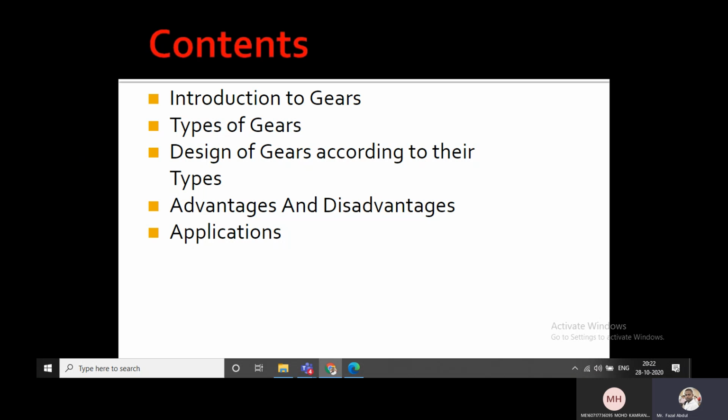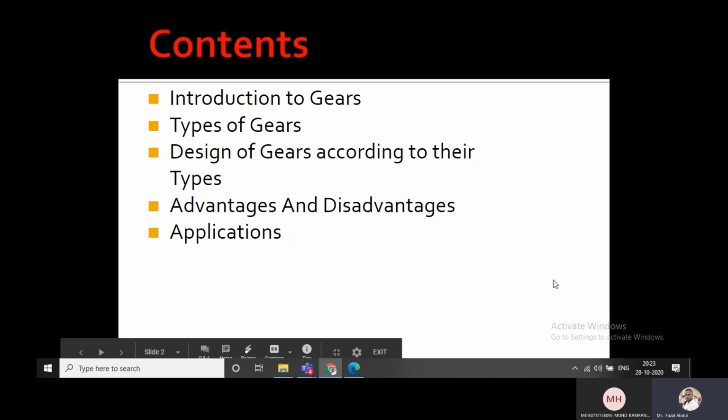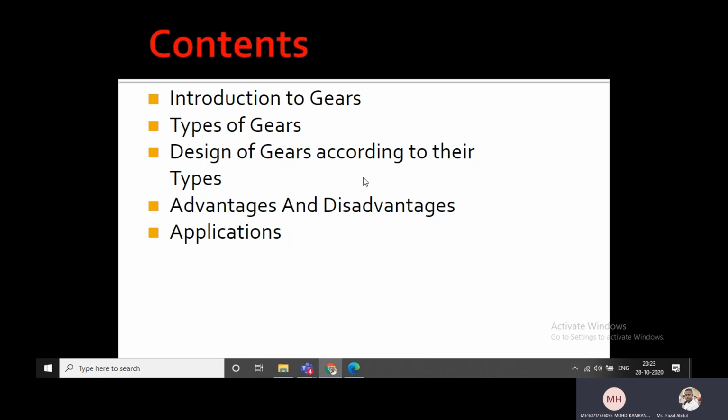After that, based on conducting a number of experiments, they found that if we provide teeth on the wheels, whatever power is there, we can easily transmit from one place to another. Like that, the scientists thought and developed the gears. Okay, so that is the actual brief introduction about the gear.